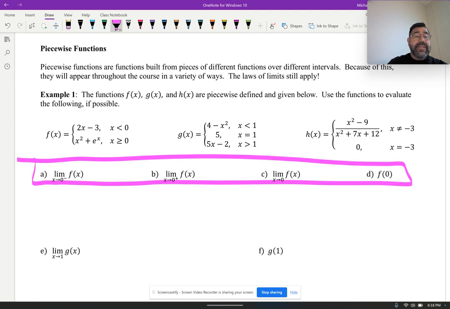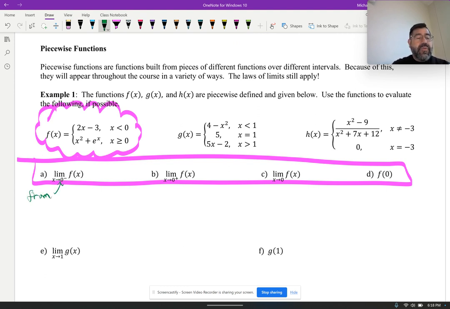And we're looking specifically at this function. It says the functions f of x, g of x, and h of x are piecewise defined, and they're given below. Use the functions to evaluate the following if it's possible. It might not be possible. So the first one I'll do in green. We're going to take the limit of f of x as x approaches 0 from the left.